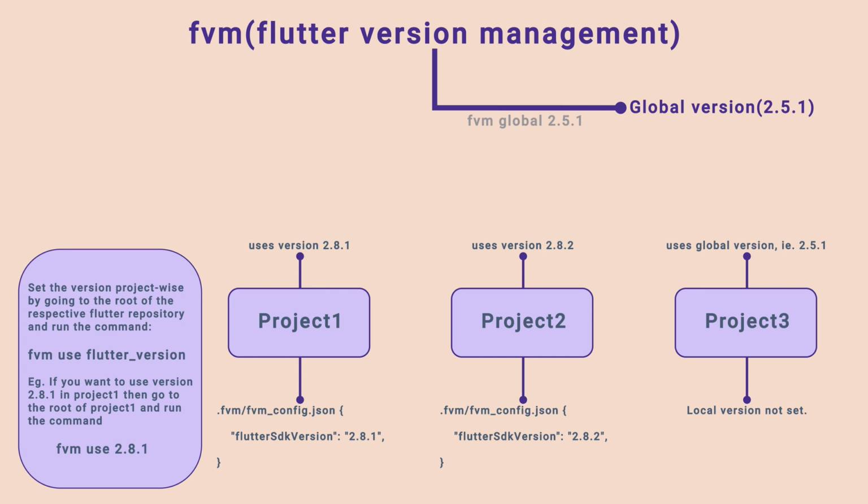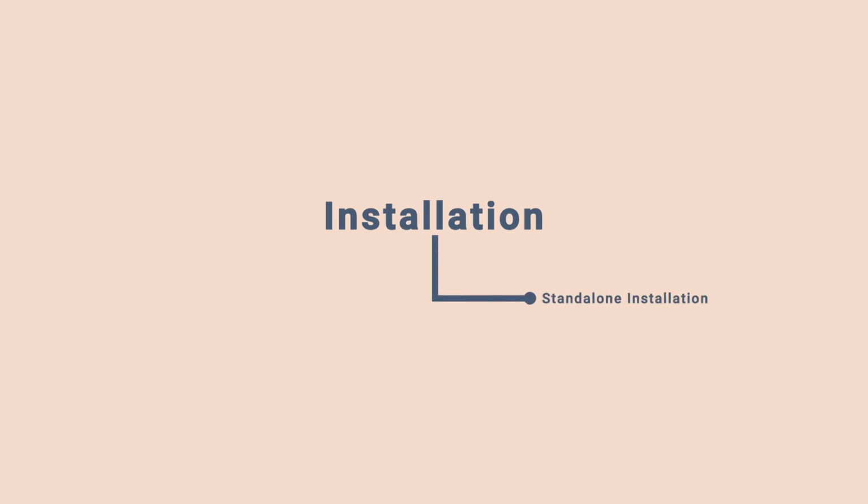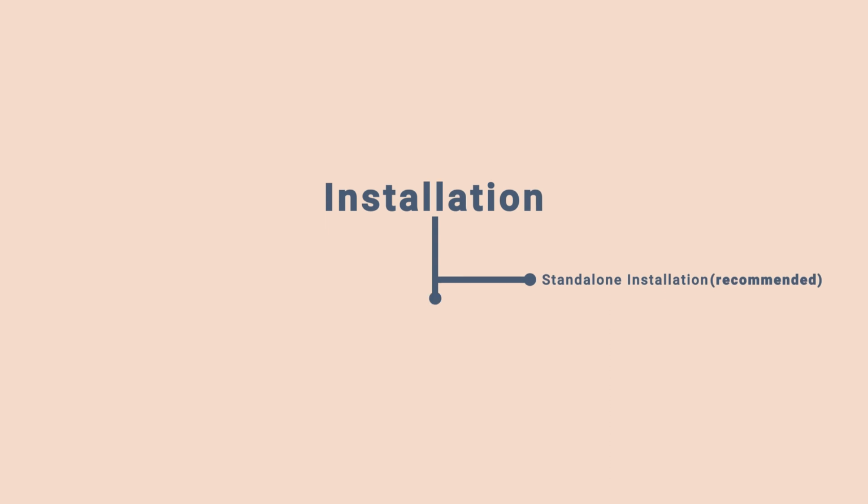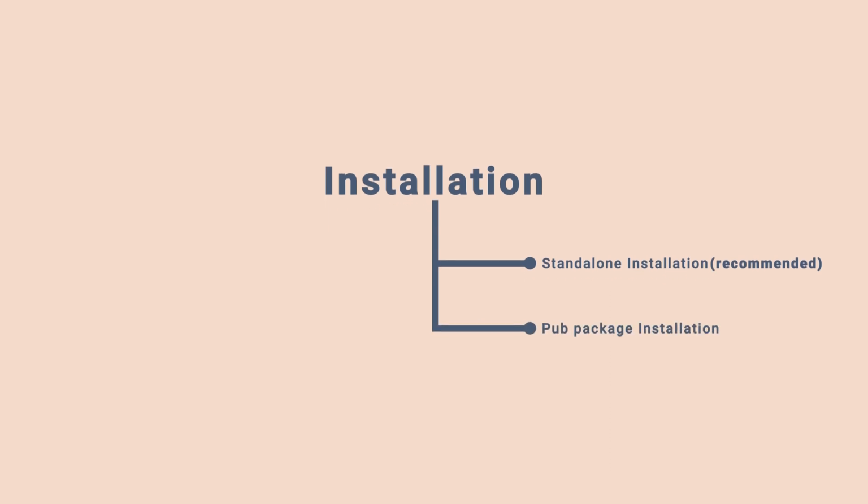With this why-use-FVM part aside, let's move ahead and explore how we can install and make use of it in different projects. We can install it in two ways. One is a standalone installation, which is also the recommended way, and another one is the pub package installation using the Dart command. We'll install it using both of these ways for demonstration purposes, but you should use any one of them as per your preference.